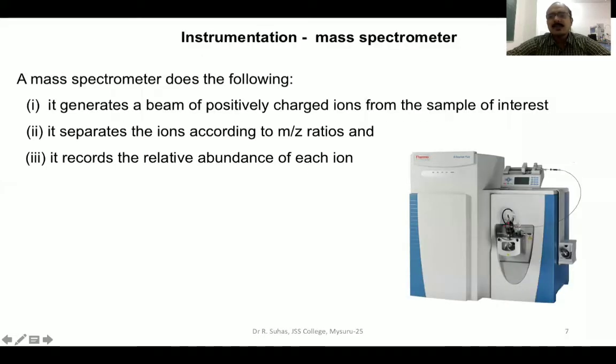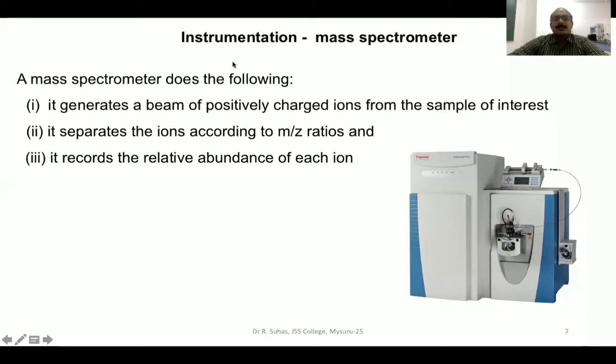Once we know something about the mass spectrometry introduction and basic principle, now we have to move to the instrumentation, and the instrument which is used to record the mass spectrum is called the mass spectrometer. This is the diagram of the mass spectrometer. This is how it looks. It has various components which we have to study one by one in detail.